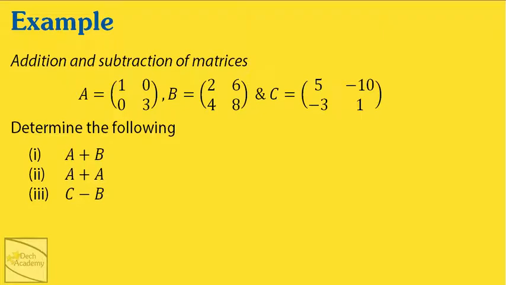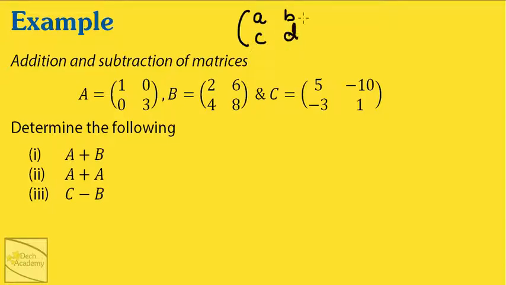In this example, we need to carry out addition and subtraction operations on matrices. So in the first case, we're required to determine the result of the addition of matrix A and matrix B. So as a general rule, here's how matrix addition or subtraction is carried out.